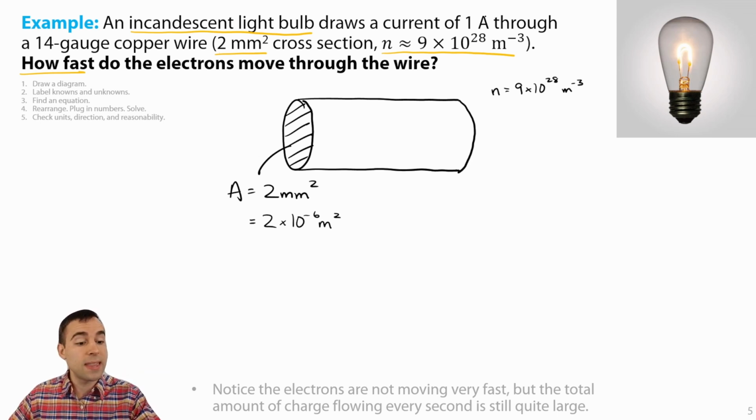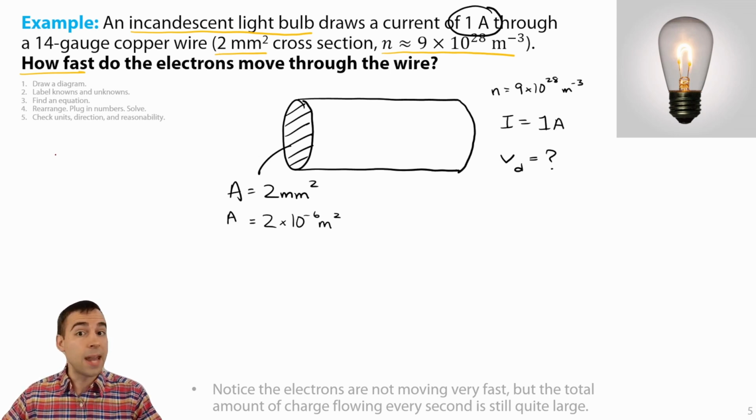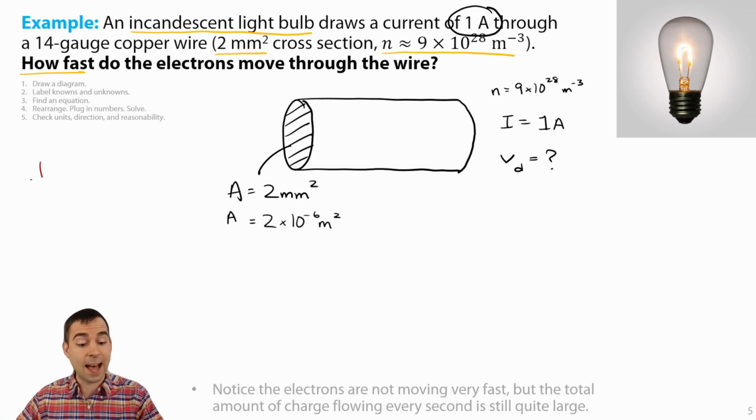We were also given that the current flowing through this filament is 1 amp, so there is our current value. And it's just asking how fast the electrons move through the filament under these conditions. So in that case, our drift velocity would be our variable that we're trying to solve for. Now that we've labeled our knowns and unknown variables with units in the standard units for all of the variables, we can find an equation, rearrange, and solve. The one that I'm thinking of is I is equal to NQA times the drift velocity.